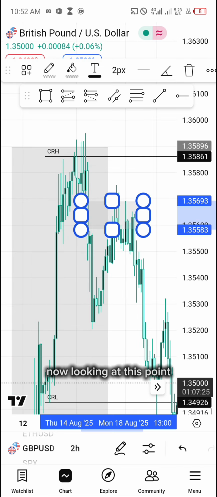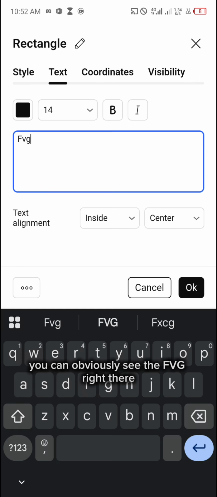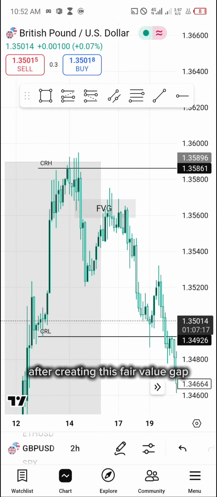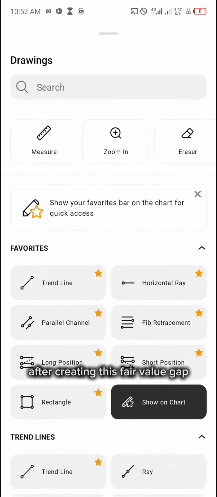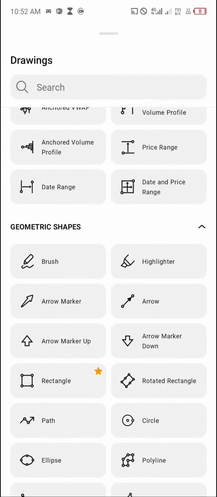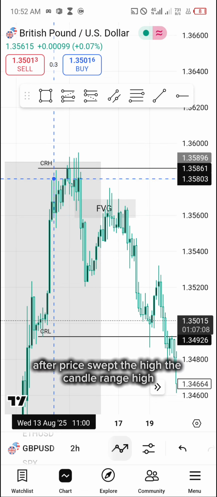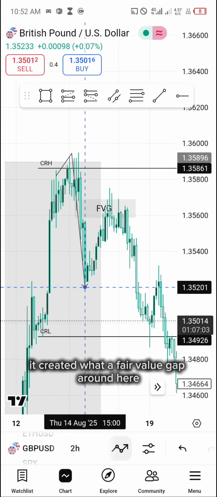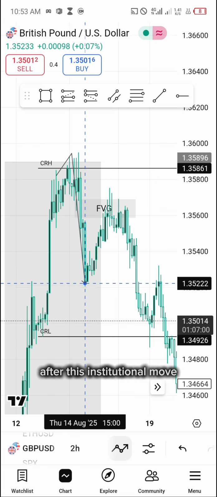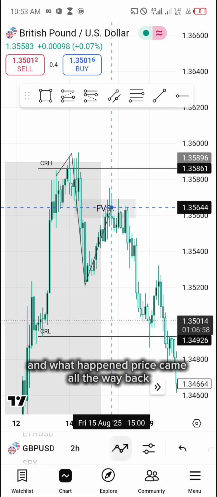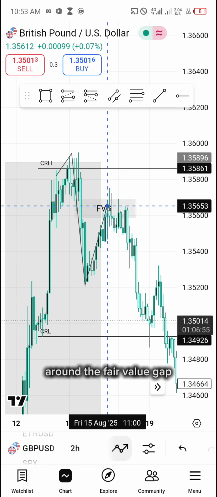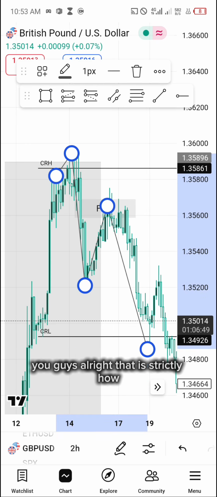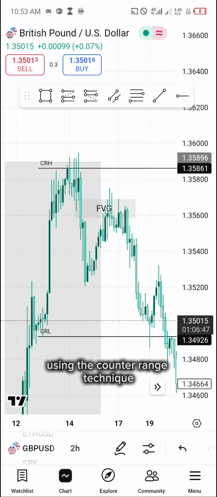Now looking at this point, you can obviously see the FVG right there. After price swept the high, the candle range high, it created a fair value gap around here after this institutional move. And what happened? Price came all the way back to the fair value gap before dropping to the candle range low, guys. That is strictly how I simply trade using the candle range technique.